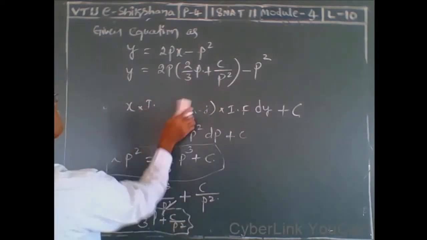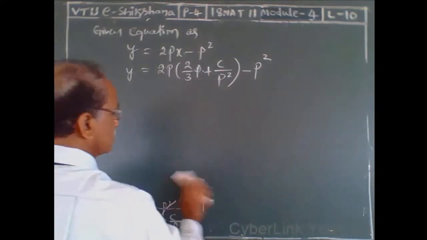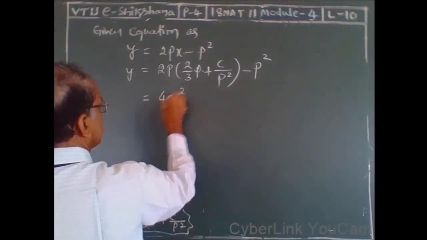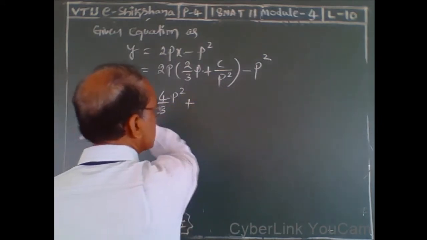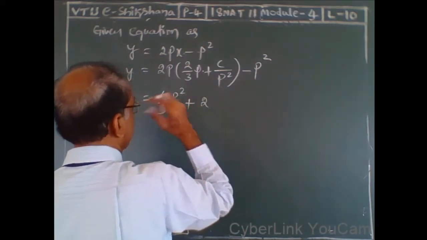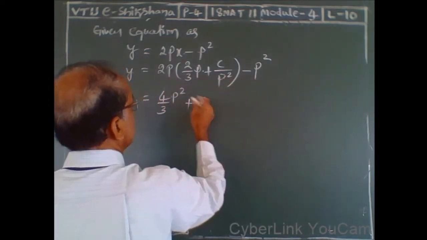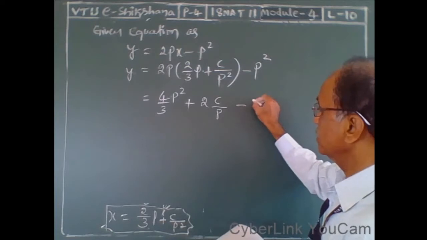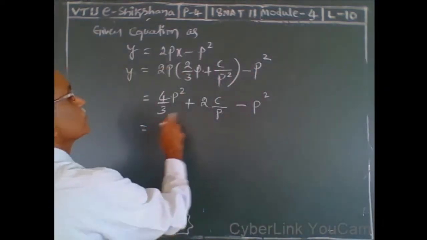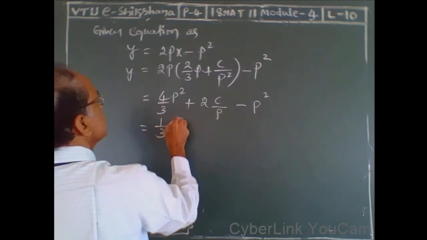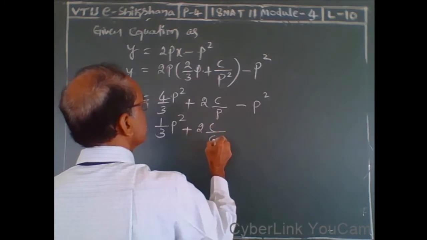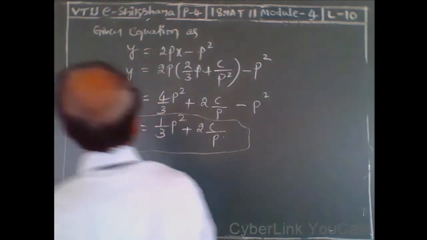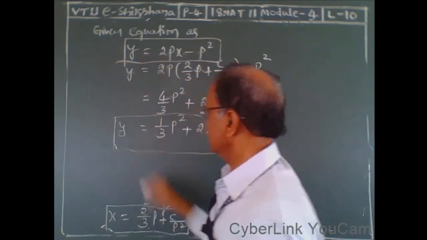Then y is equal to, 2 times 2 means 4, it is 4 p square divided by 3, plus, p cancels, then we will be getting 2 times c divided by p, minus p square. Then you take the LCM, 4 minus 3, that is 1 divided by 3 p square plus 2 times c divided by p. So this is the value of y. This is the given problem, and this is the value of x.